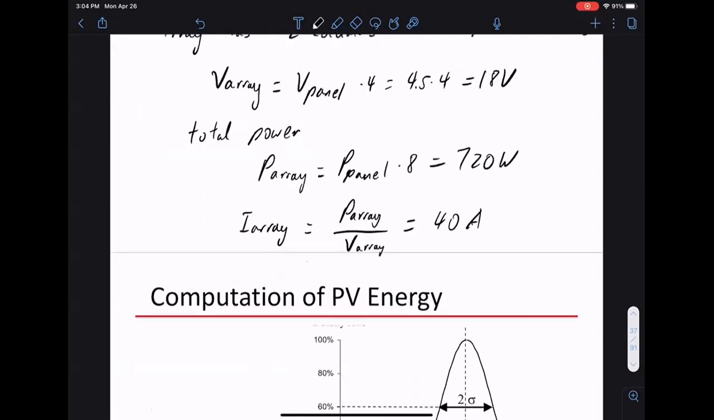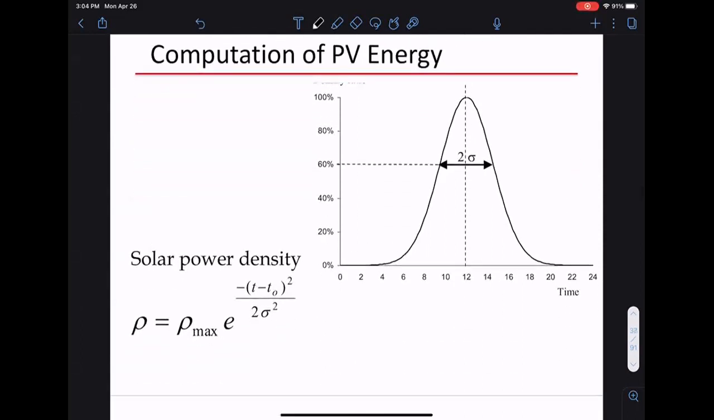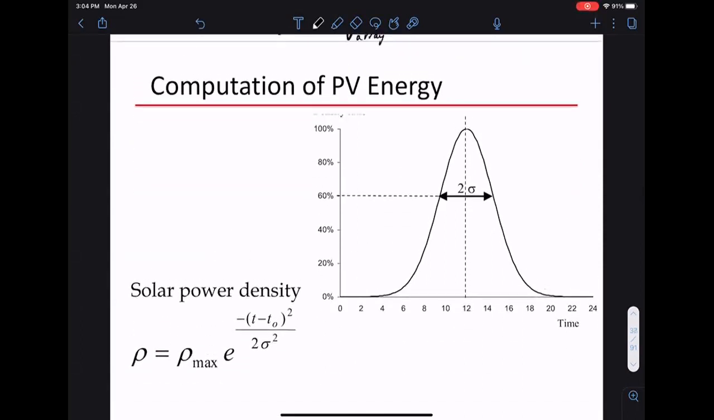Another thing we often want to know for solar is how much energy I get per day. Last time we covered solar power density, and this week's homework also has some questions about it. But we often want to know, if this is the solar power density per time, then out of the whole day, how much energy am I getting?